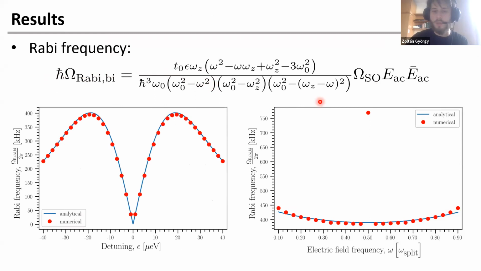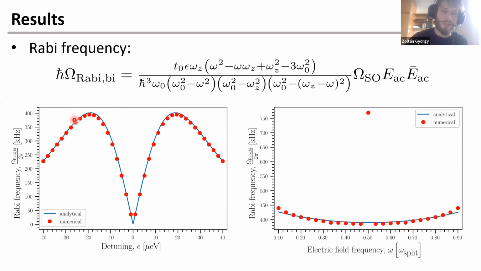Here is a perturbative result for the Rabi frequency, for the bichromatic Rabi frequency. It is only valid in the weak driving regime, when the driving strengths of the electric fields are small compared to the qubit splitting. As you can see, the Rabi frequency is proportional to both of these electric field strengths. So it is second order in the electric field, and it is also proportional to the spin orbit interaction. So we can say that a bichromatic Rabi oscillation is slower than a monochromatic one, because a monochromatic Rabi frequency contains only one electric field strength.